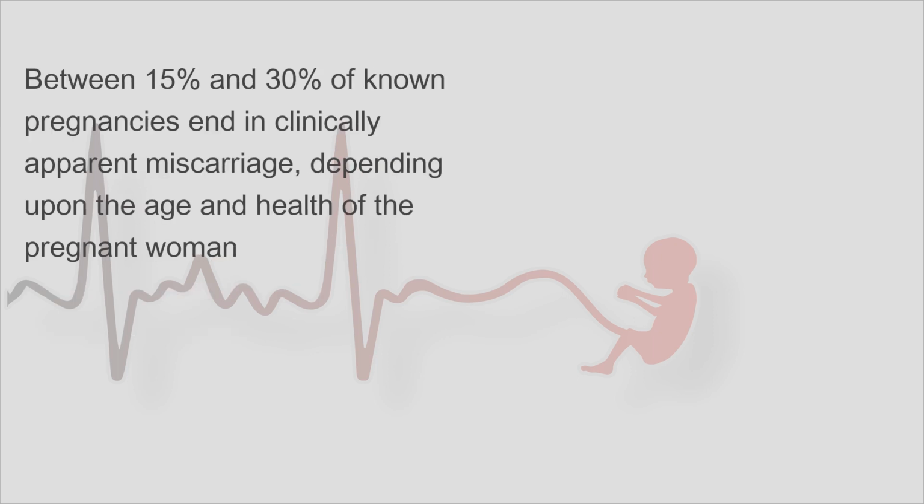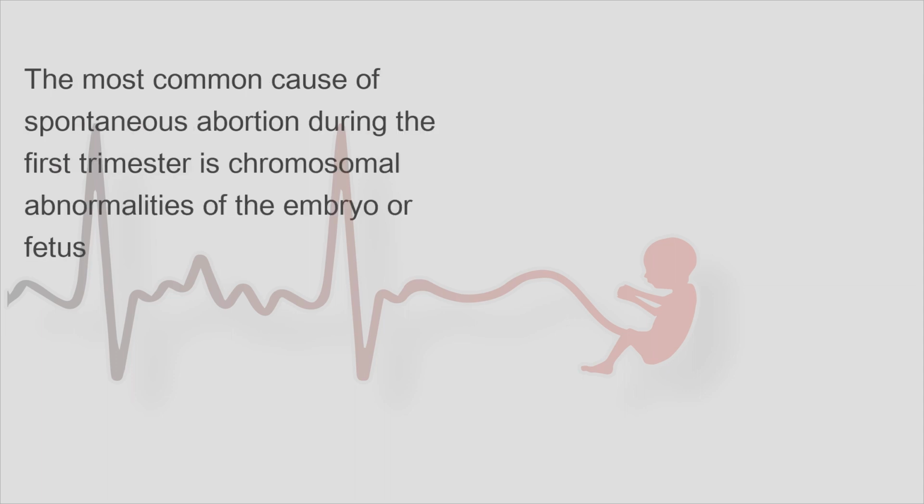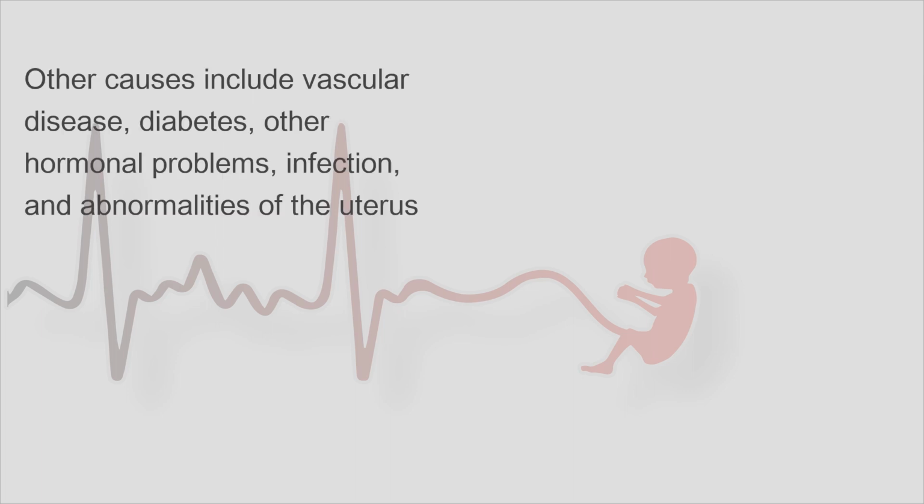Between 15% and 30% of known pregnancies end in clinically apparent miscarriage, depending upon the age and health of the pregnant woman. 80% of these spontaneous abortions happen in the first trimester. The most common cause of spontaneous abortion during the first trimester is chromosomal abnormalities of the embryo or fetus, accounting for at least 50% of sampled early pregnancy losses. Other causes include vascular disease, diabetes, other hormonal problems, infection, and abnormalities of the uterus.